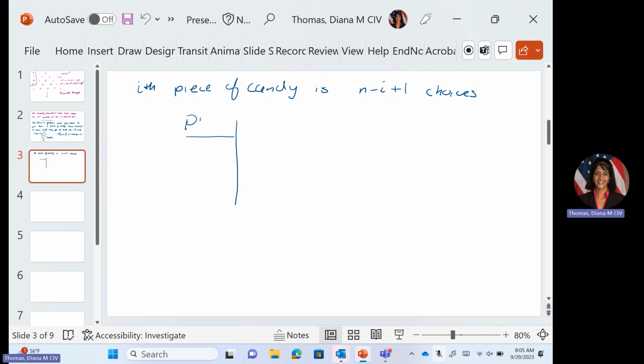So if you do piece of candy number 1, choices was n. Number 2, choices was n minus 1, 3, ... The ith one is going to be n minus i plus 1. And you can kind of see that pattern. What's moving? It's this guy right here that's moving. And that guy's 1 less than the number of the piece of candy that you're delivering. So if it's the second piece, that's going to be 1 less than the second piece.